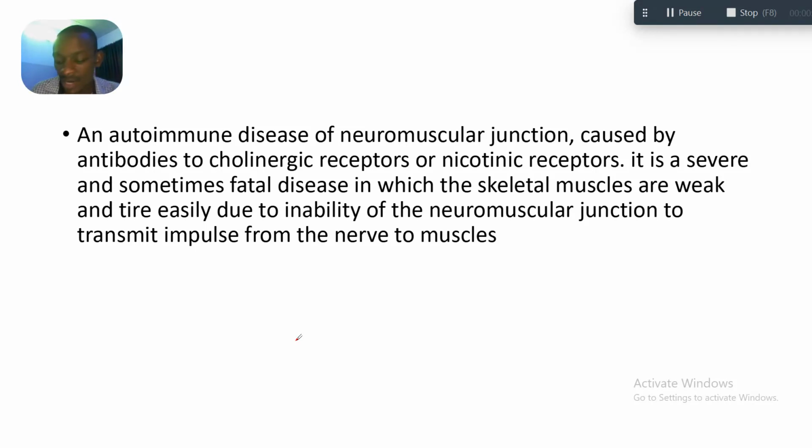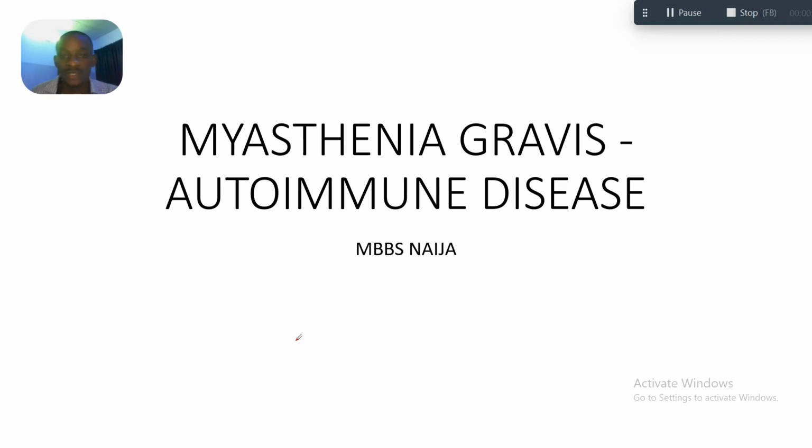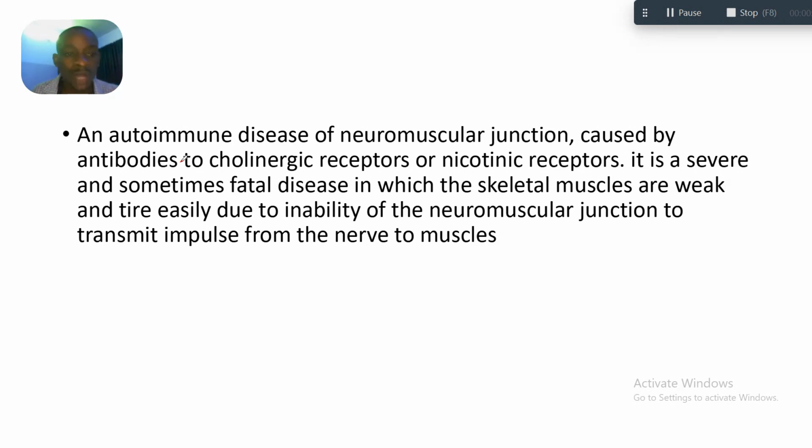What is myasthenia gravis? First of all, myasthenia gravis is an autoimmune disease of the neuromuscular junction. The neuromuscular junction is between the muscle and the nerves that transport impulses to it. So this is the inability of your nerves to transport impulses to your muscle, hence you can't control your muscle. That's terrible. Imagine you can't control your muscle of swallowing. You can't eat, and you end up dying.